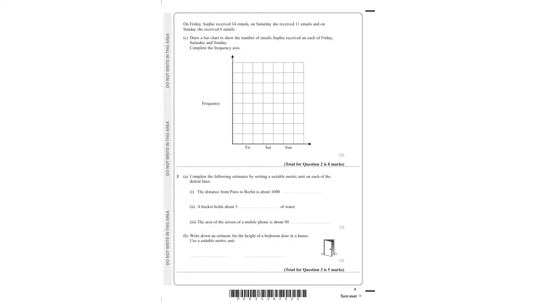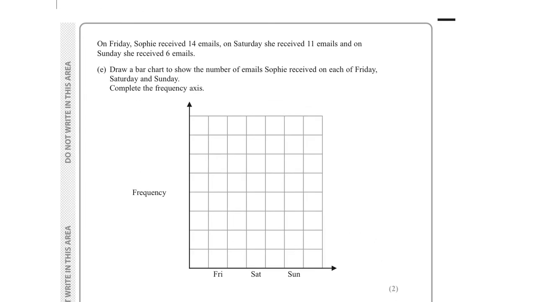Okay, the question carries on. It says on Friday, Sophie received 14 emails. On Saturday, she received 11 emails. And on Sunday, she received 6 emails. Draw a bar chart to show the number of emails Sophie received on Friday, Saturday and Sunday. So 14, 11 and 6. Which is the highest number? 14. So we know that this has got to go up to 14.